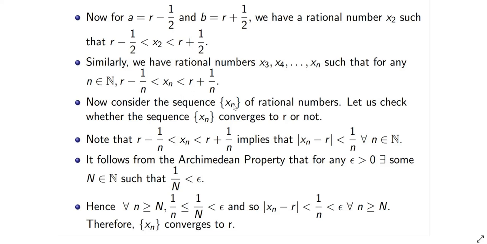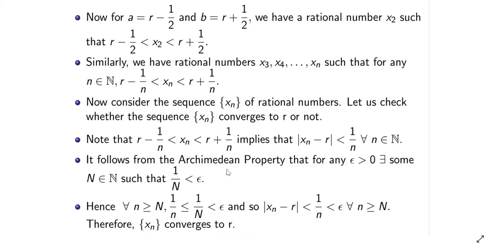Now we consider the sequence xn of rational numbers. Let us check whether the sequence xn converges to r or not. How did we construct the sequence xn? For each n we take the two numbers r minus 1 by n and r plus 1 by n, and we know that between these two there exists a rational number, which we call xn. Now note that r minus 1 by n is less than xn is less than r plus 1 by n. This implies that the modulus of xn minus r is less than 1 by n for all n belonging to the natural numbers.